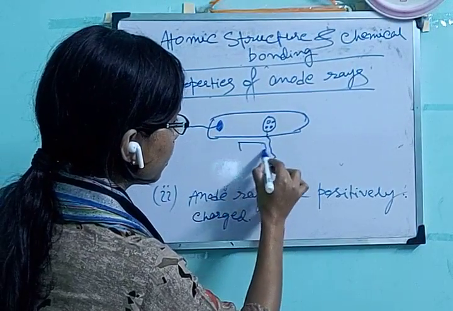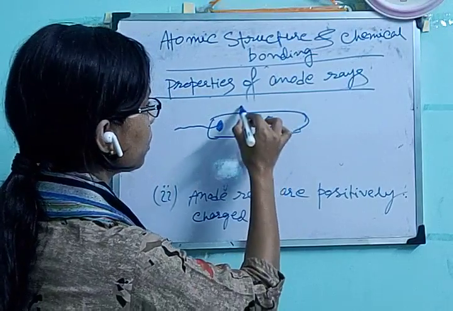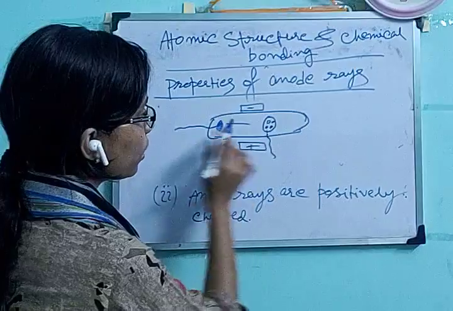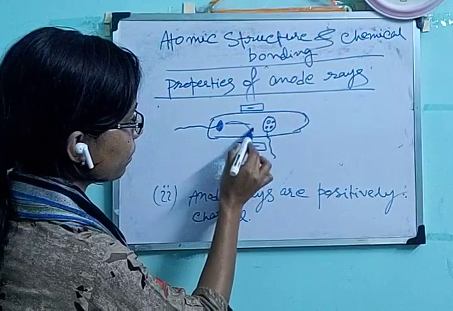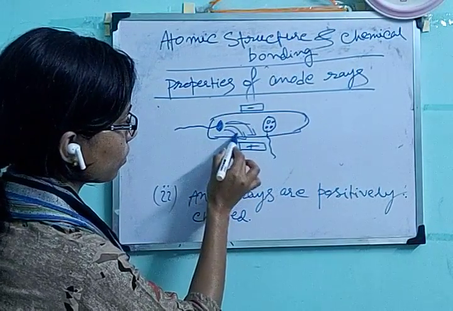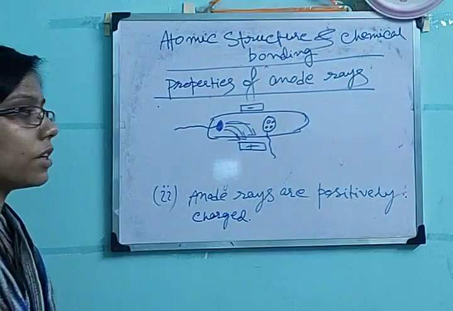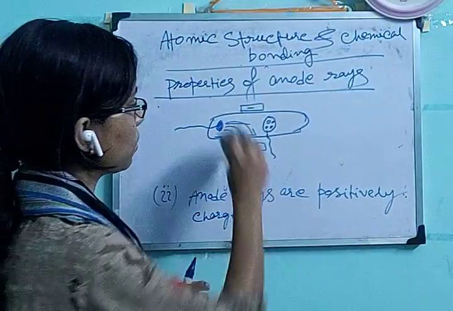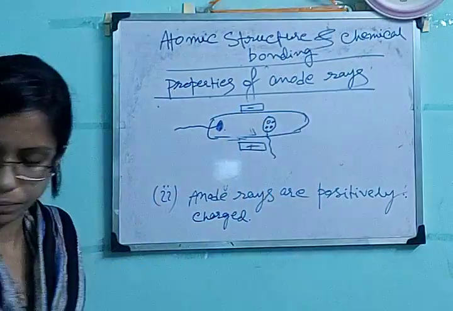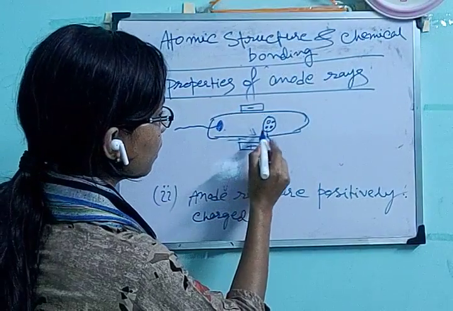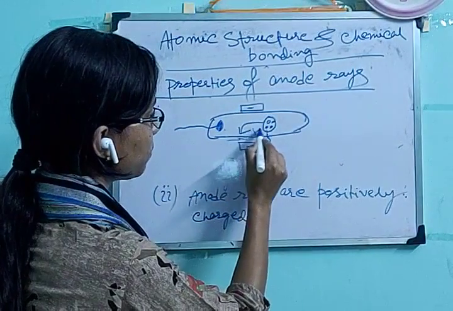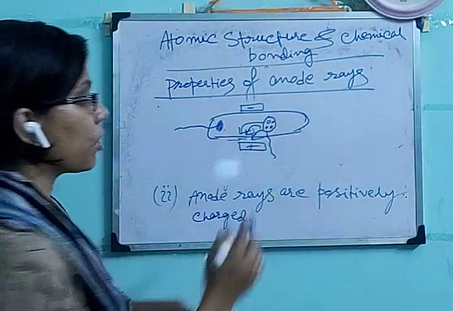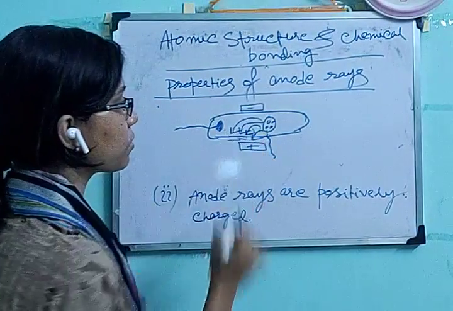We are applying an electrical field. This is the positive electrical field, this is the negative electrical field. The rays that are going towards this, the cathode rays, will deflect like this. This is the deflection of cathode rays. These are the cathode rays generating from the cathode, they will be deflected towards the positive electrode.